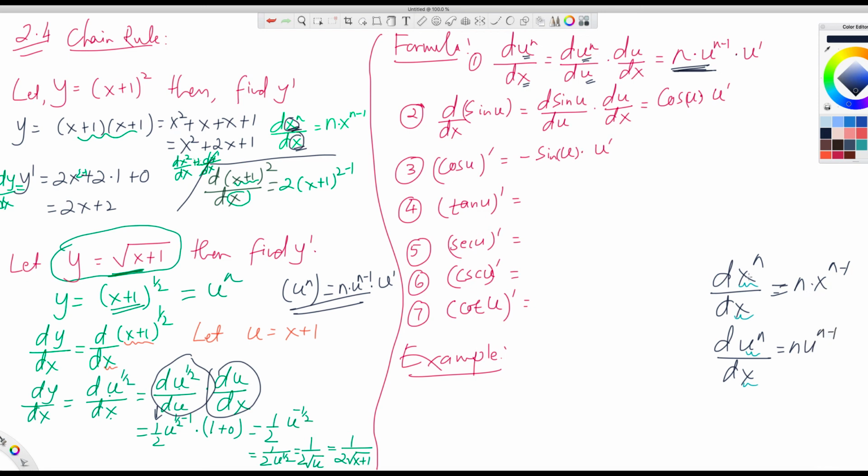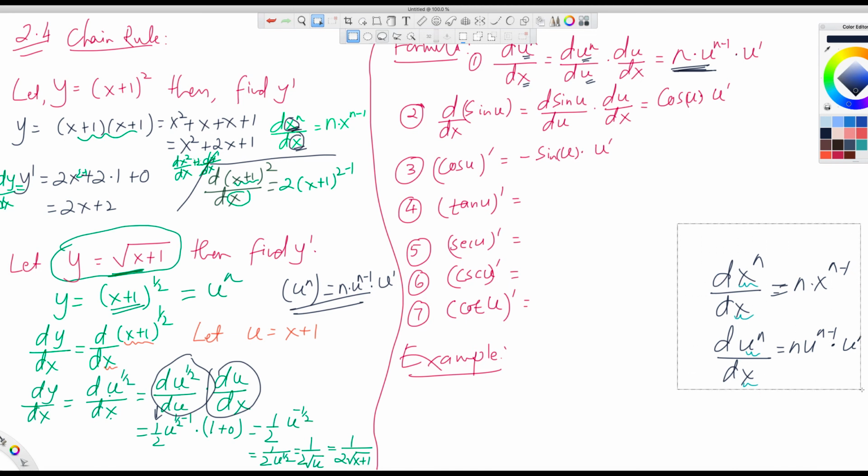Why don't they have x? Because the base was x here, that's why I wrote x. Here the base was u, that's why I wrote u. Times the extra thing you need, which is u prime. So if they do not match, if that value is different from x, then when you find the derivative, we have to multiply by the extra u prime. That is the main thing on the chain rule.